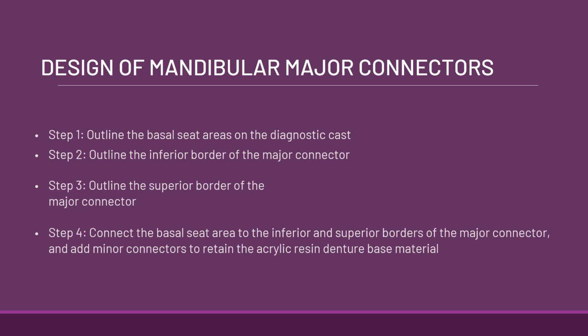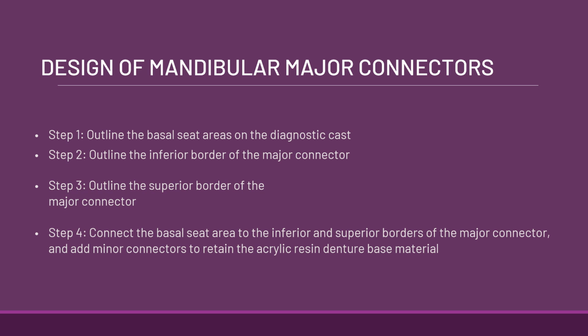The last thing of your mandibular major connector is the design, how you are going to design your major connector. Step one is that you outline the basal seat areas on the diagnostic cast. Step two, you draw the inferior border of the major connector. Step three, you outline the superior border of the major connector. Step four, connect the basal seat area to the inferior and superior borders of the major connector, and then add your minor connector to retain the acrylic resin denture base material.